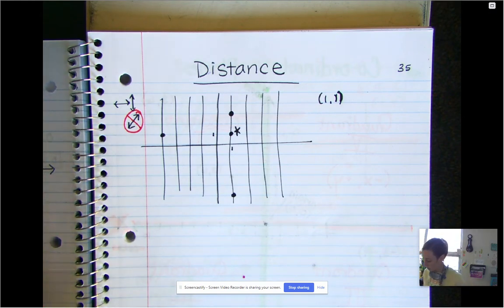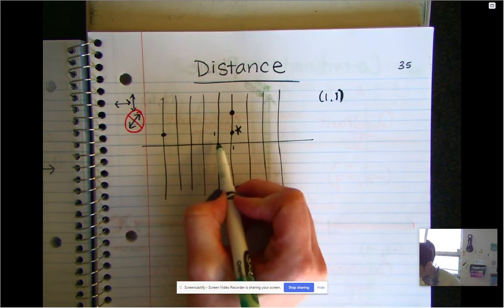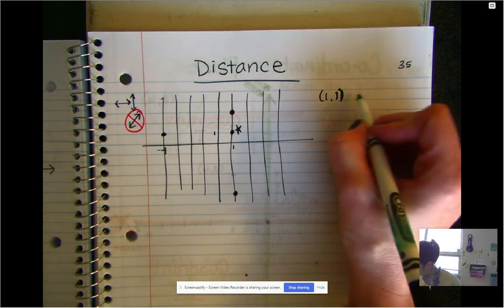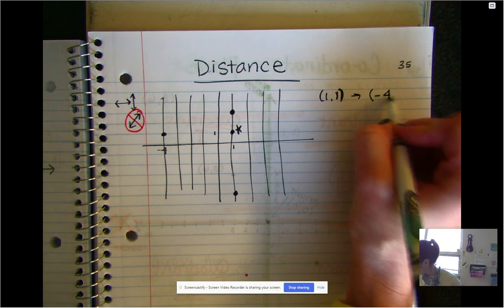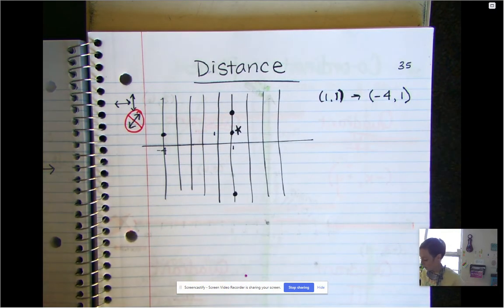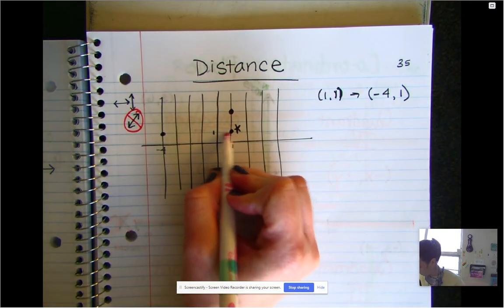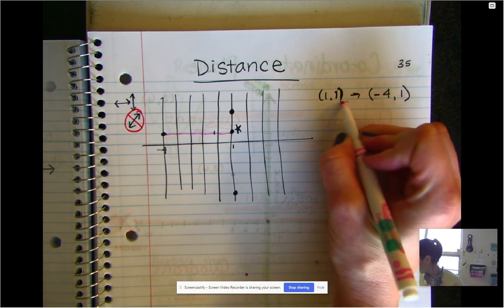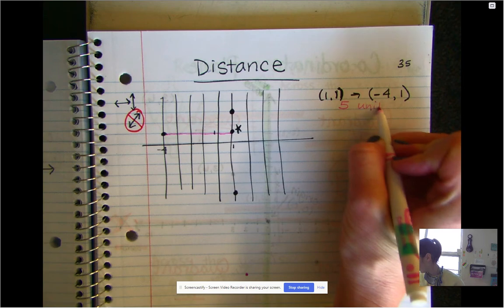So if I want to know the distance to this point, which would mean -1, -2, -3, -4, 1, the distance to -4, 1, if I've drawn it out, I can just count 1, 2, 3, 4, 5. So 5 units is the distance.